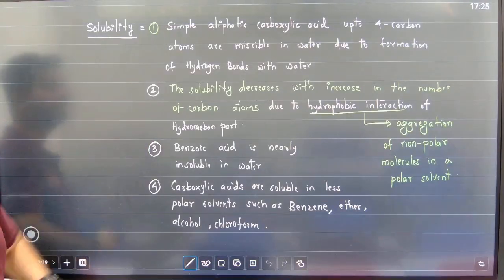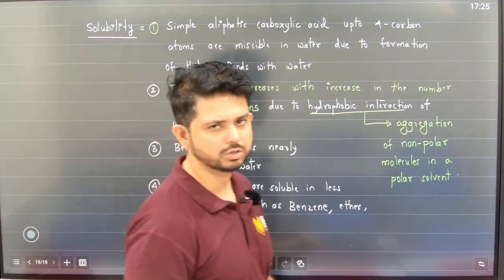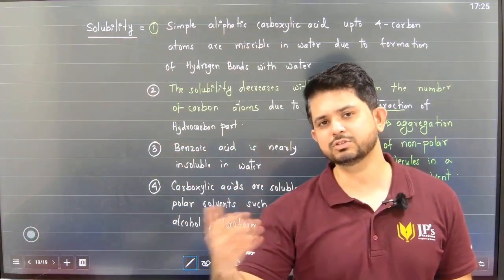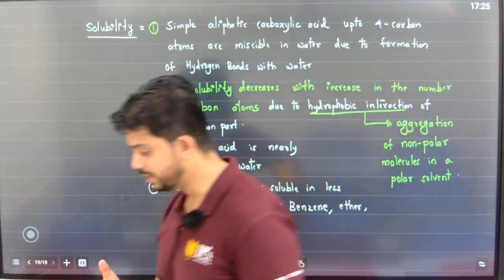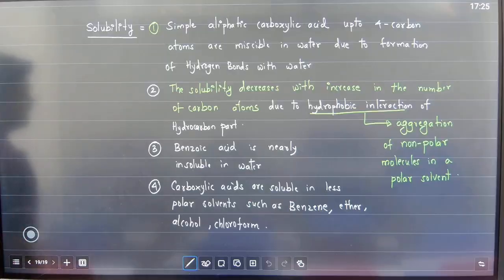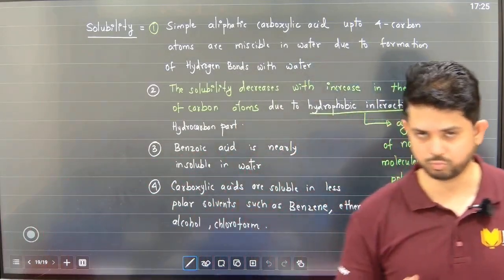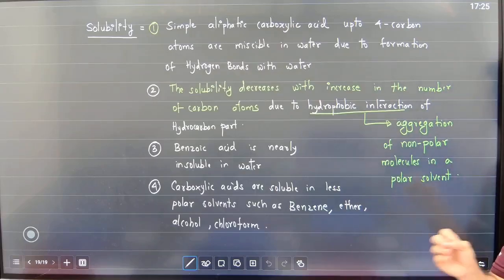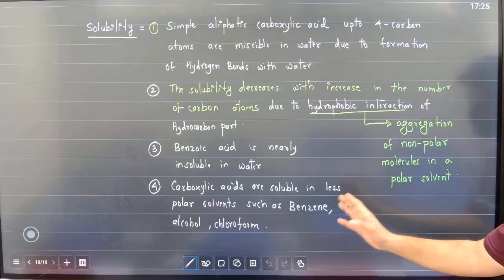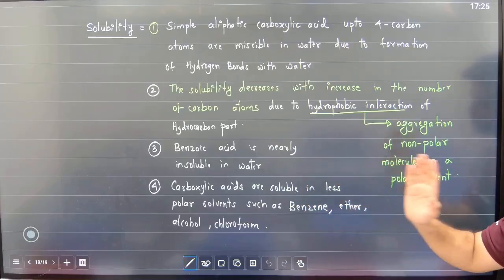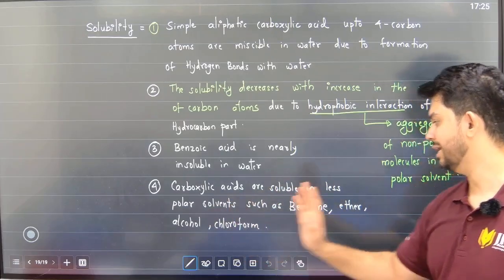If I look at their solubility, students, simple carboxylic acids are soluble in water up to carbon number 4. As the size of the alkyl group increases, the solubility of carboxylic acid decreases. Benzoic acid, students, is almost insoluble in water. They are, however, soluble in less polar solvents such as benzene, ethers, alcohols and chloroform.